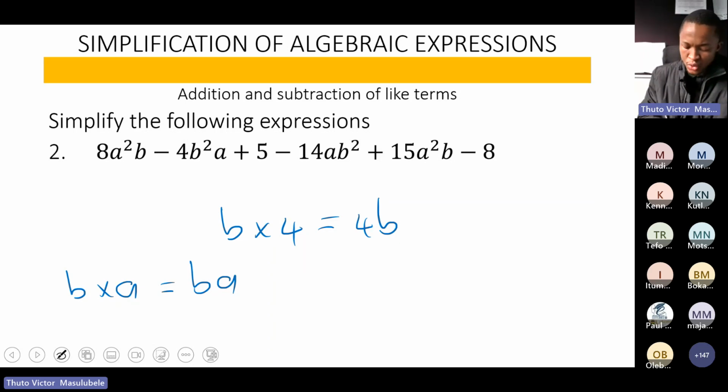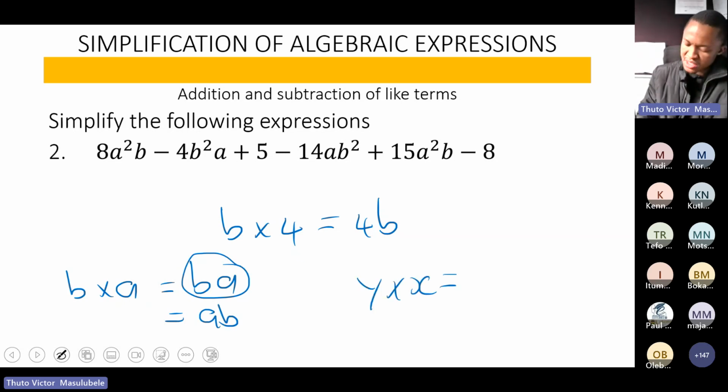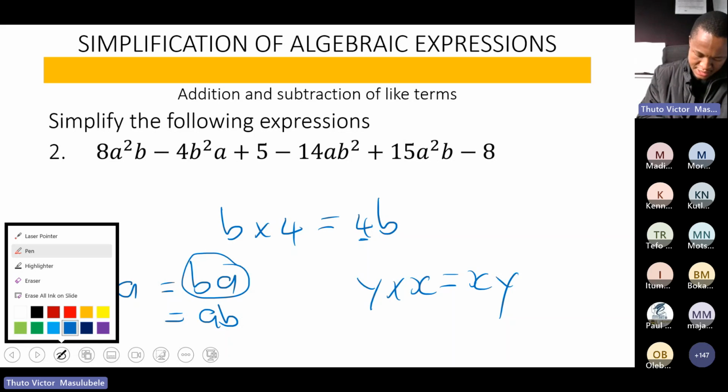So b multiplied by a will not give us ba by convention. That's not what we prefer as mathematicians. We prefer the expression be written in alphabetical order, so that will be ab. Same applies with y multiplied by x, that will give us xy. So be careful about that as you are writing your mathematical expressions. It must be in alphabetical order. Again, when you're multiplying a variable with a numeric factor, remember the numeric factor comes first, then the variable after. The numeric coefficient first, then the variable after. Just by convention, grade 8 learners.